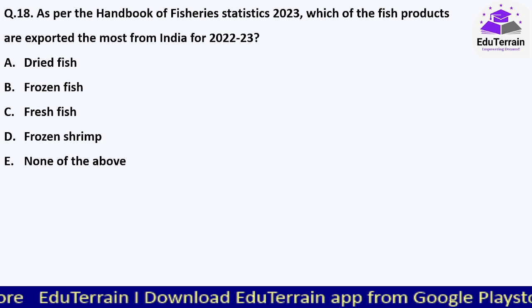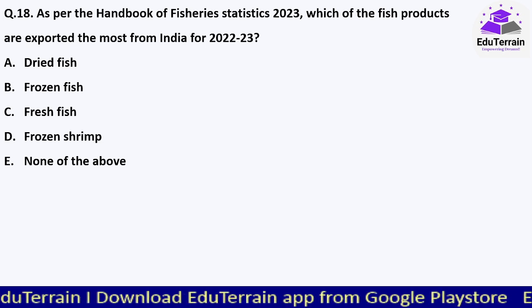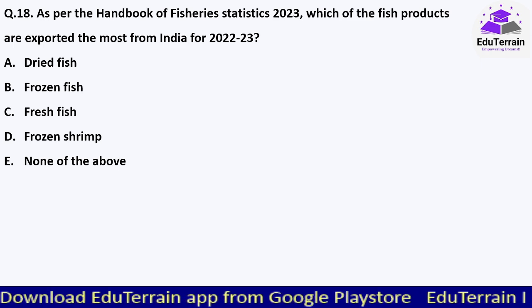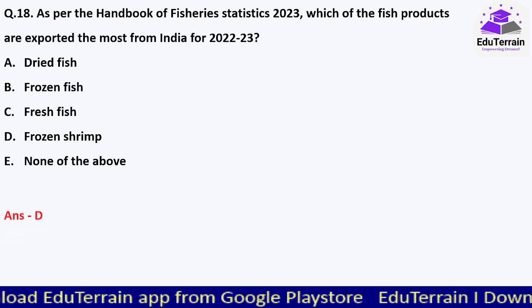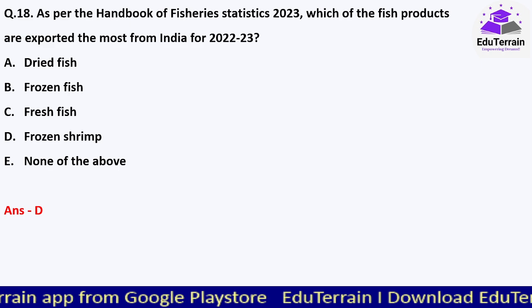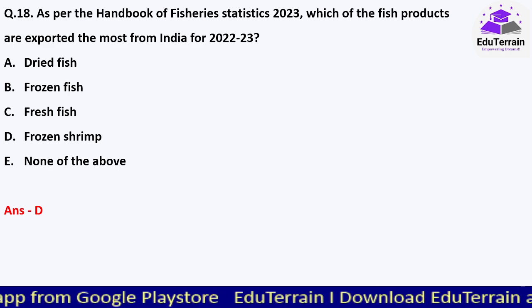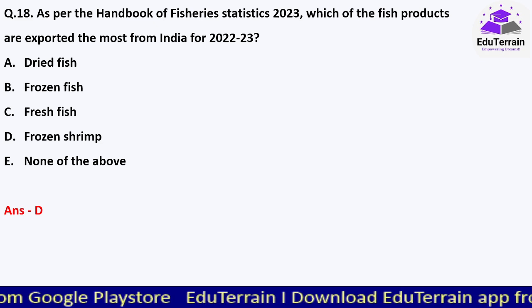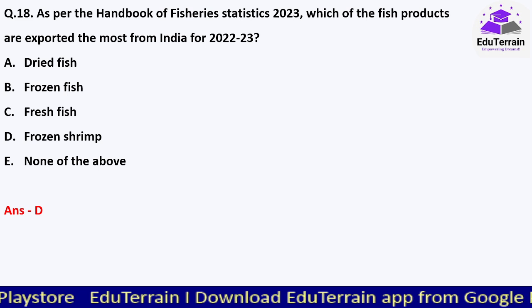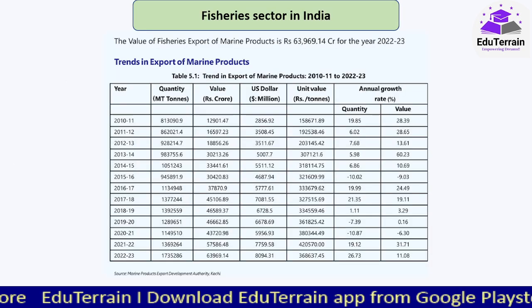This also, it's the same answer since the last 3 to 4 years. आप बिल्कुल इधर उधर देखने की ज़रूरत नहीं है. It is frozen shrimp. Okay, and if we talk about frozen shrimp also, the species that is cultured a lot and that is contributing to this exceptionally good exports is Penaeus vannamei. Okay, white leg shrimp बहुत ज़्यादा important है.